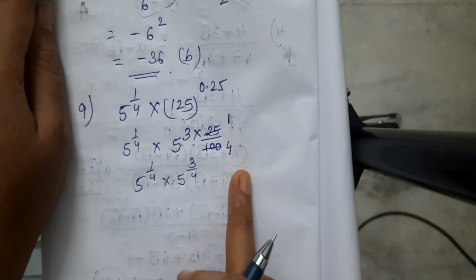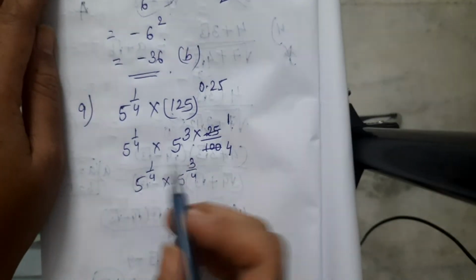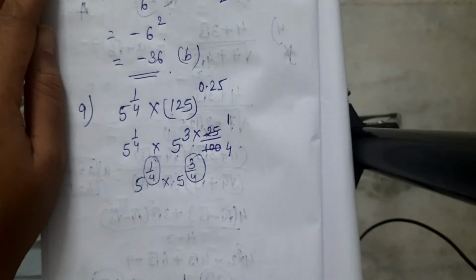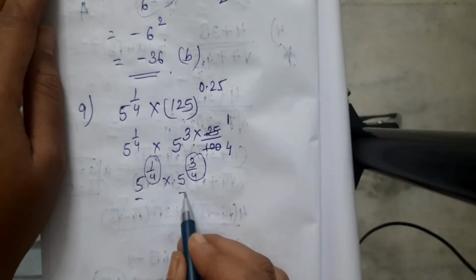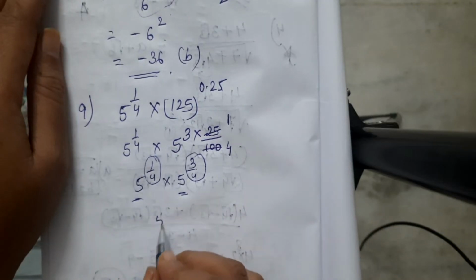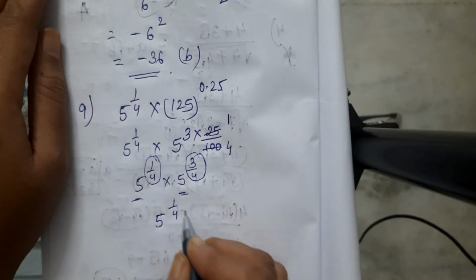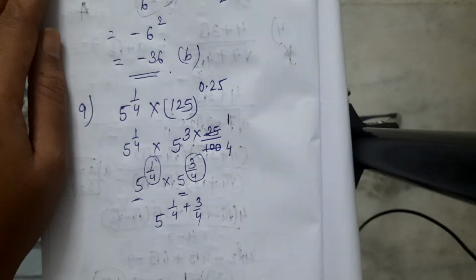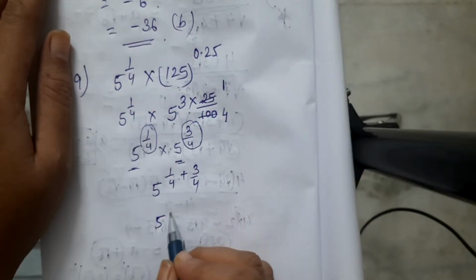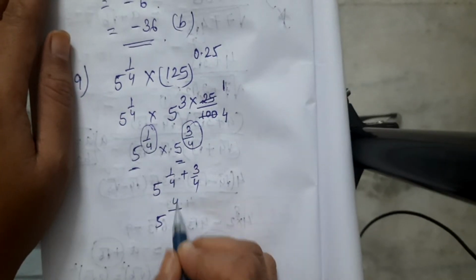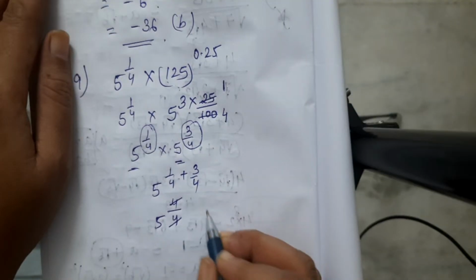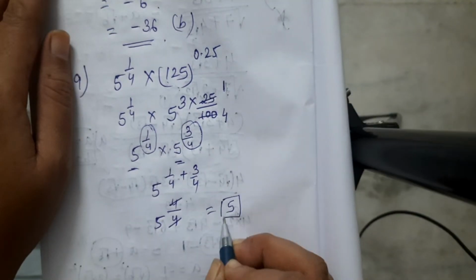Now the next one, if you are getting the power same. So what I told, when the base is same, we are going to add the power. So here it will be 5 raised to 1 by 4 plus 3 by 4. See how simple the question is looking. So the LCM, it will be 3 plus 1, 4, 4 upon 4. They got cancelled. Final answer is 5. Isn't it easy?